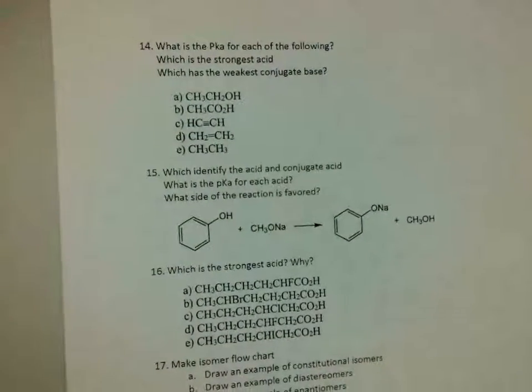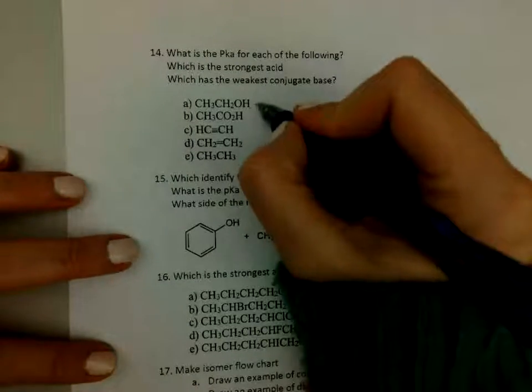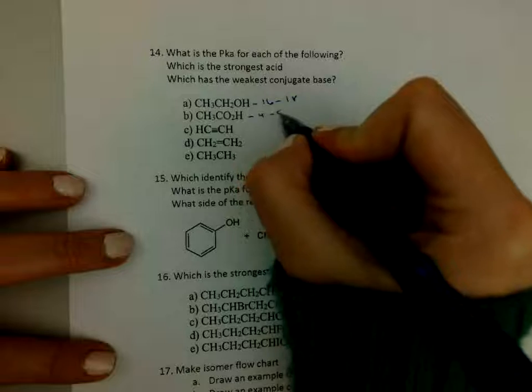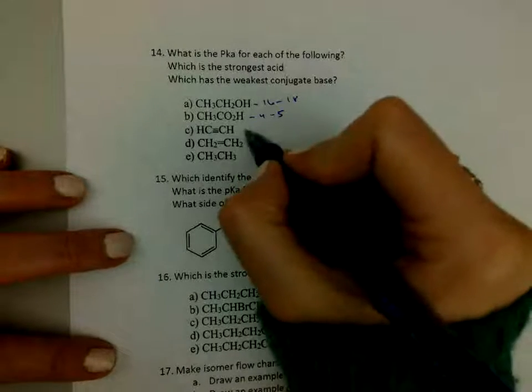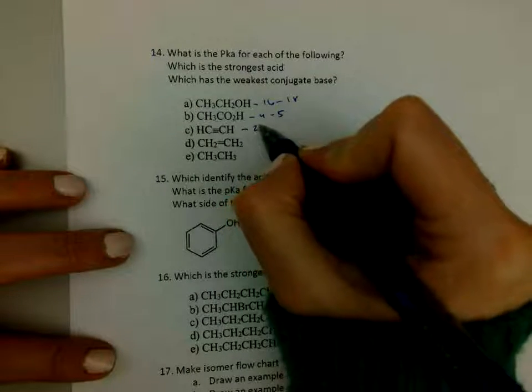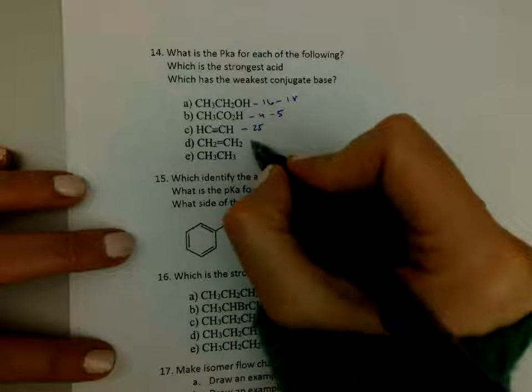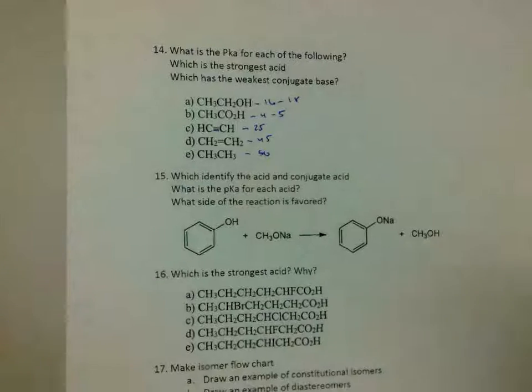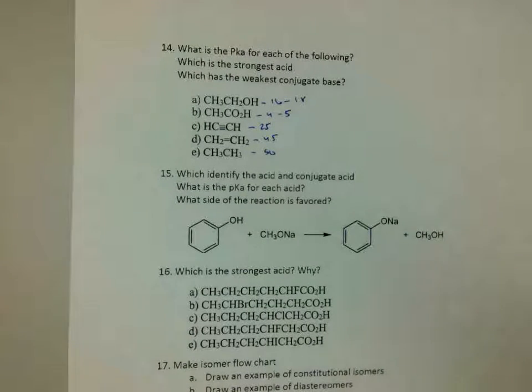Okay, next, what's the pKa for each of the following? Okay, alcohols are 16 to 18. Carboxylic acids are 4 to 5. Alkynes are 25-ish. Alkenes are 45-ish. And alkanes are 50-ish. So that's the pKa for each of those. Make sure you check those out.